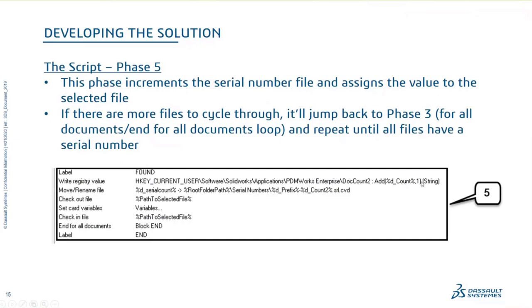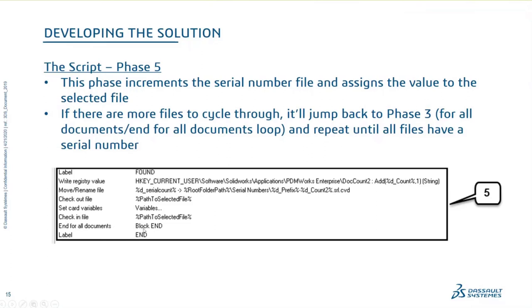Once we've added it to the doc count, oh, I remember exactly why. The reason that I have it as a separate one is because this is going to rename the file and we need the original number to find the correct file. So that's why I have them as two separate variables. This will still reference the original number, and then we're going to rename it to the new number. And then we're going to check out the file that initiated the dispatch script, update the variable, and check it back in. And then that is where we end.